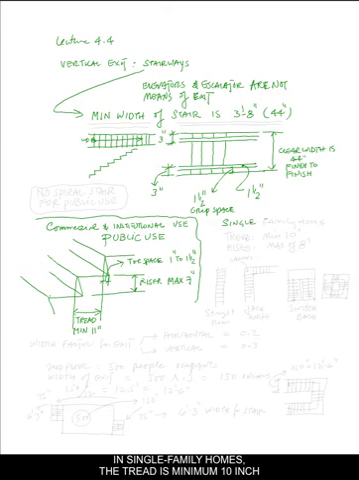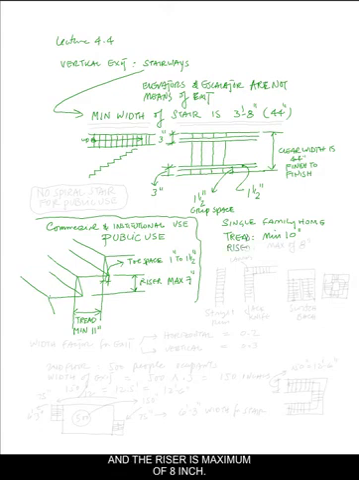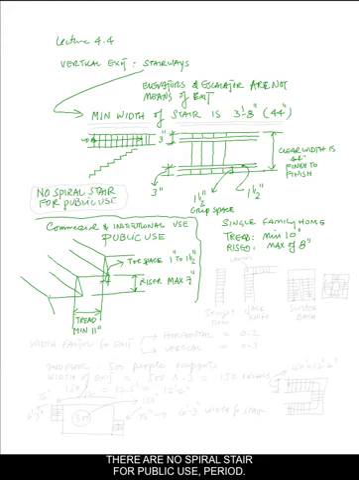In single-family homes, tread is minimum 10 inches and riser is maximum of 8 inches. There are no spiral stairs for public use. Period. You can use it in single-family homes, not in public.